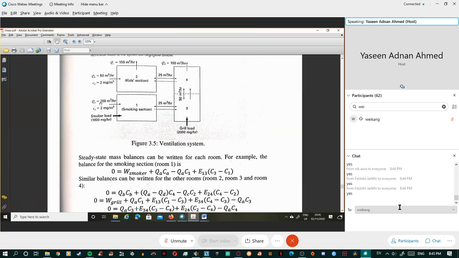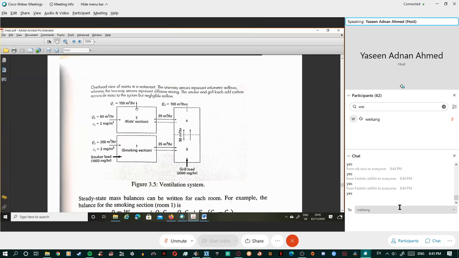So you have QA, this is the flow. You can see the meter cube per hour means flow rate, and this one is milligram per meter cube, meaning concentration. So the total amount will be QC. You have to multiply it. QA multiplied by CA, this is input. Then this one is the outlet. QA is coming, and for example the concentration here is C1. So you have to find out what?